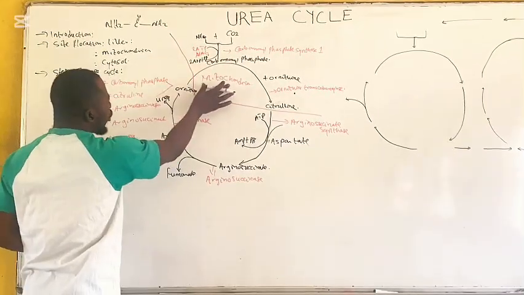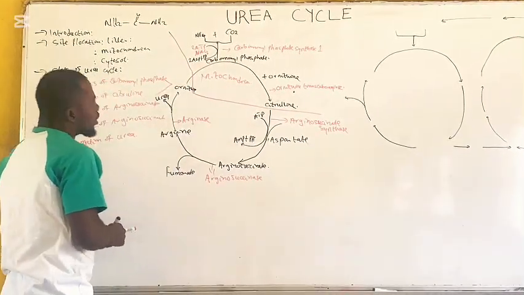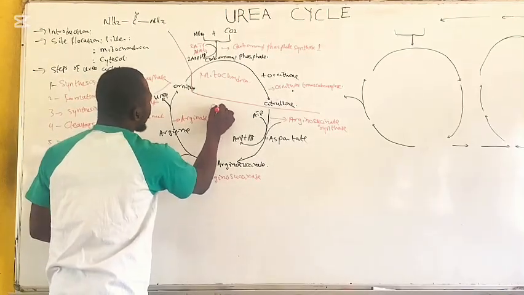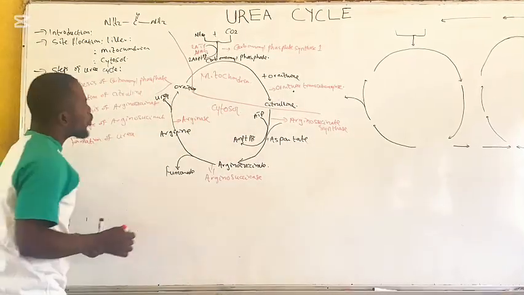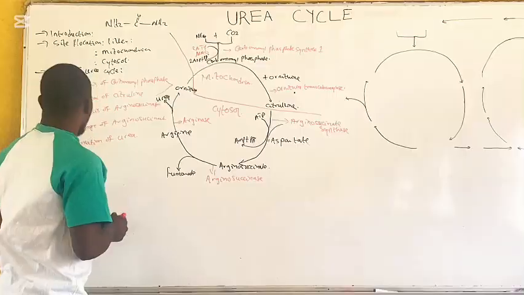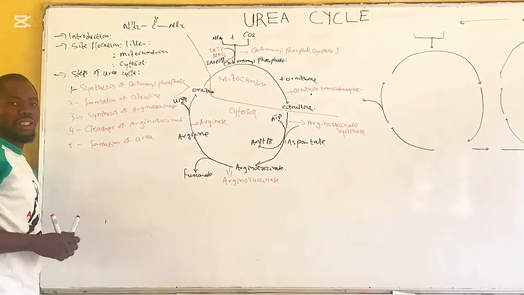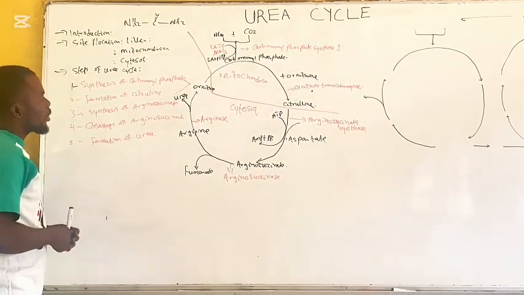The first two steps occur in the mitochondria, and the last three steps occur in the cytosol. So this is the mitochondria and the cytosol. This is the summary of the steps that are involved in the urea cycle.